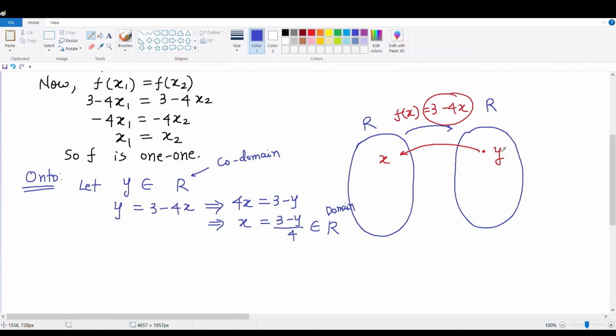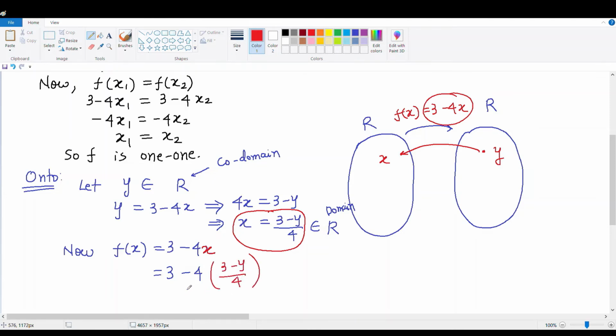Why? Because you picked an element from the codomain, and you now found that there is some pre-image in the domain, right? We can show this further by showing f of x, what was the function definition? f of x equals 3 minus 4x, right? And this value of x you can plug in. So to do that, I just need to plug in this x value, which is 3 minus y over 4.